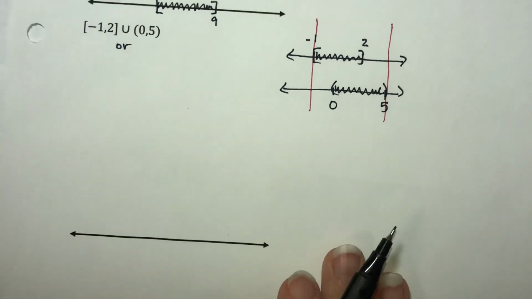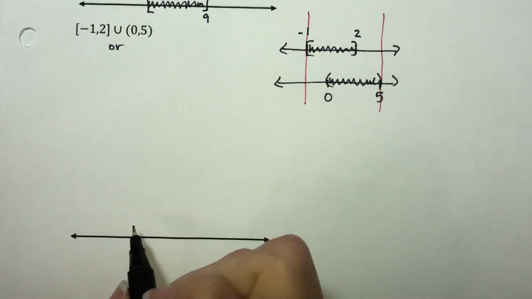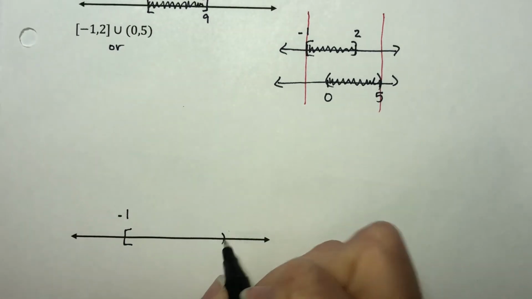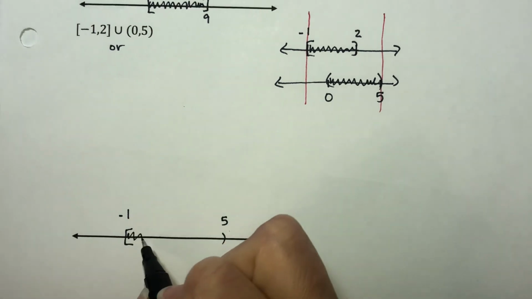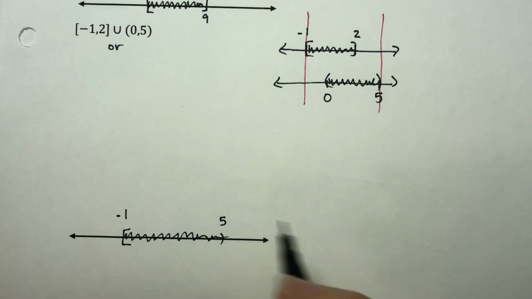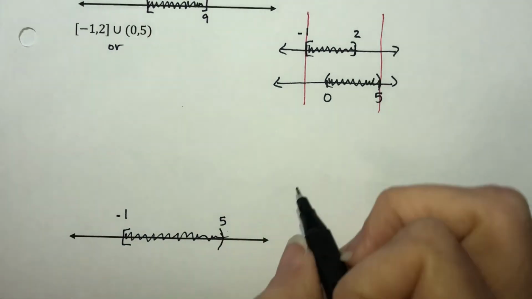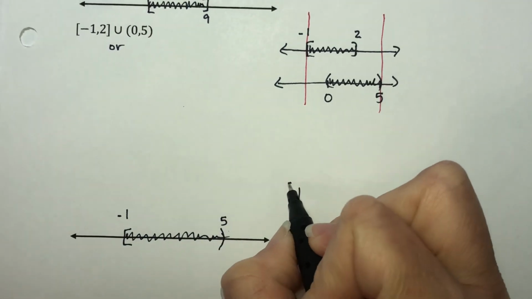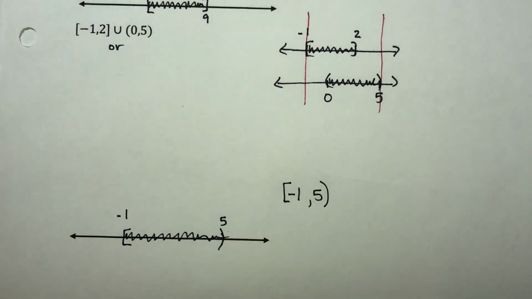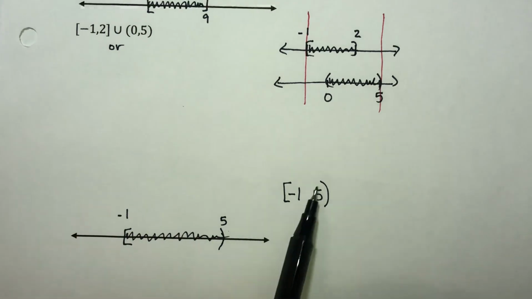So my answer graph, this one has a bracket, -1. This one has parentheses at 5, and everything that is between is in that union. So your answer in interval notation is -1 with a bracket, comma 5 with parentheses. And this is this written in better form.